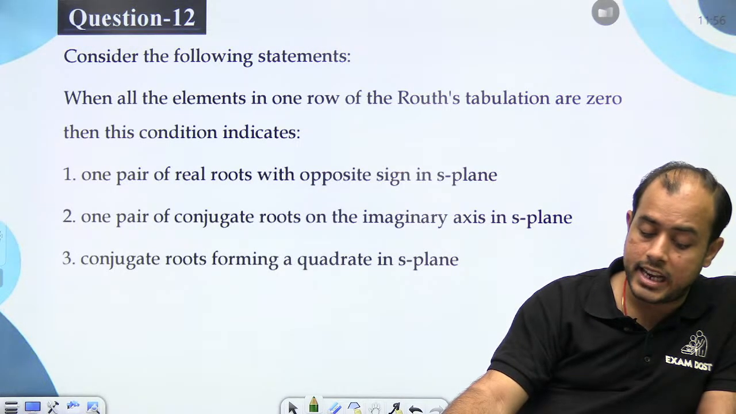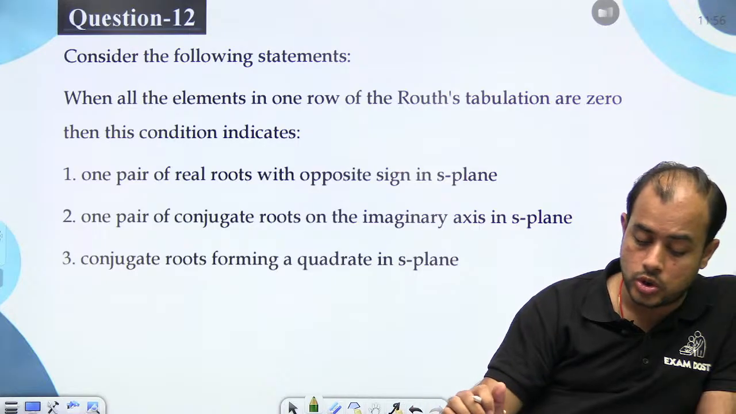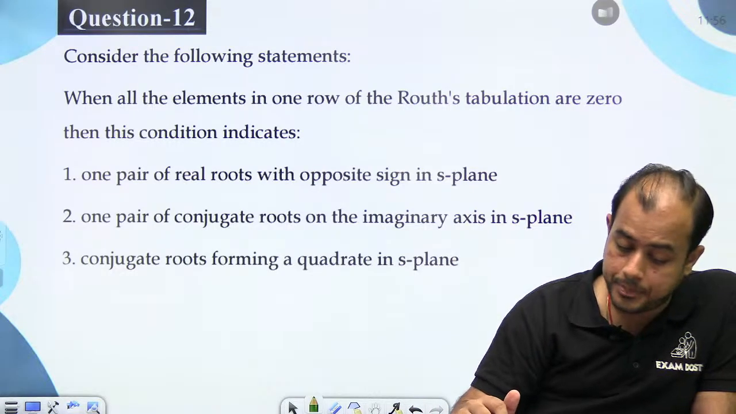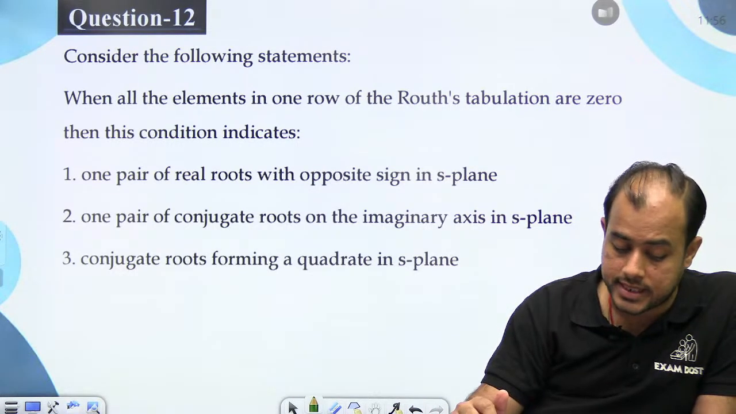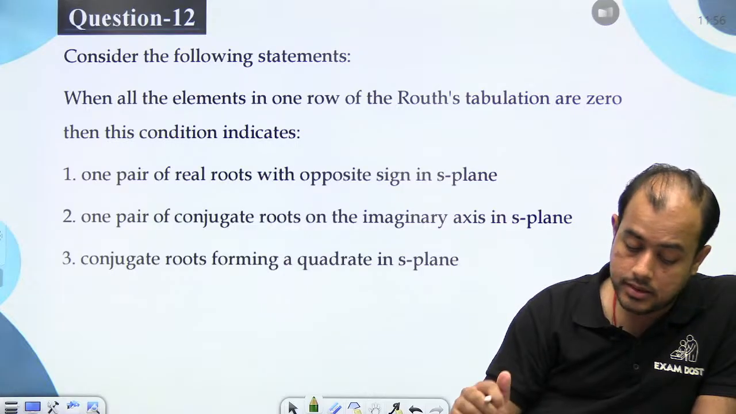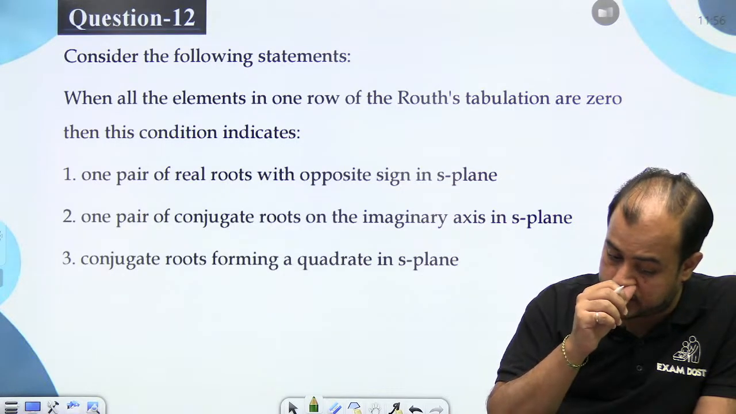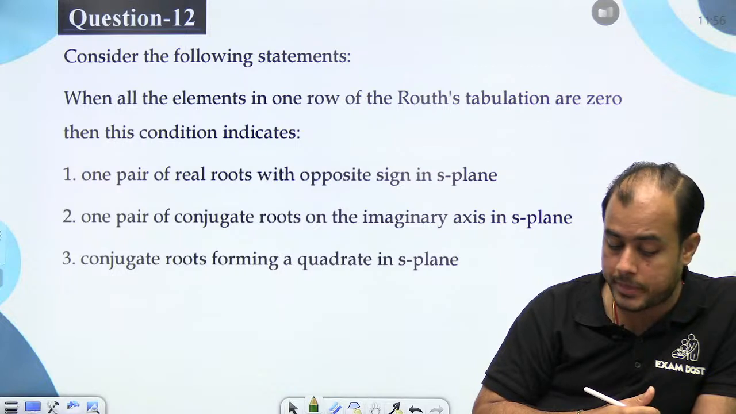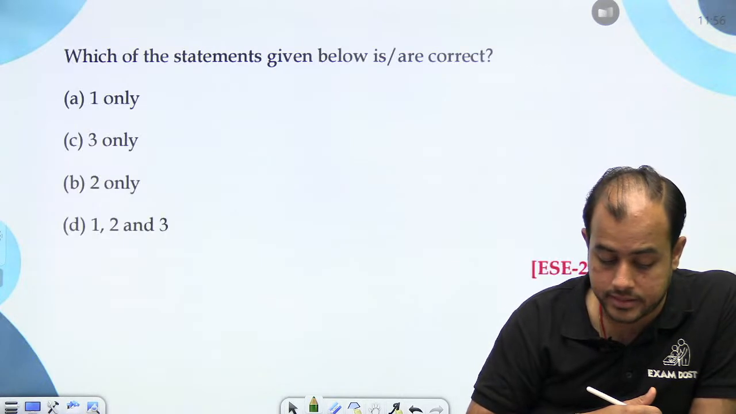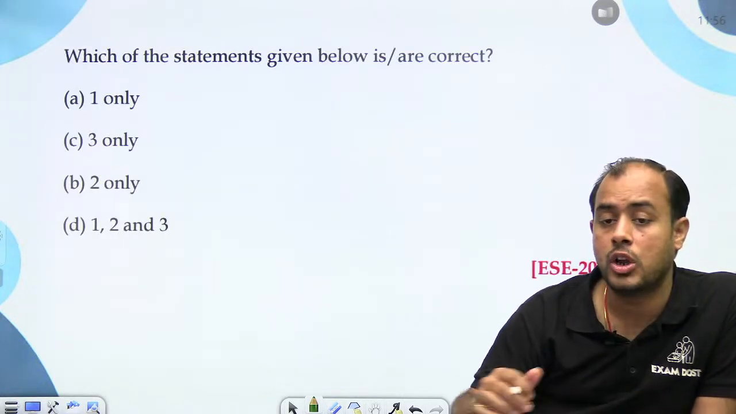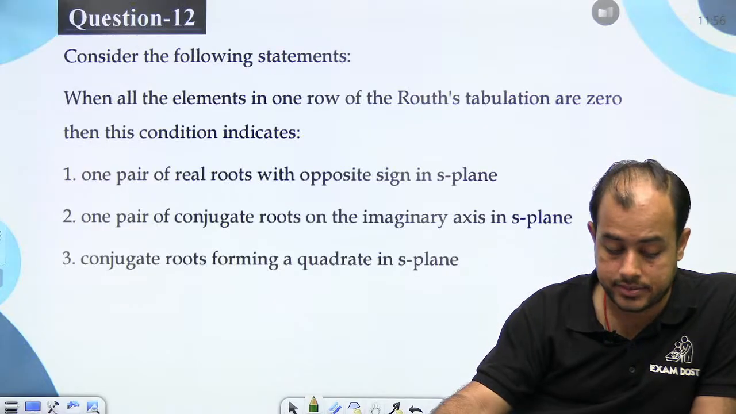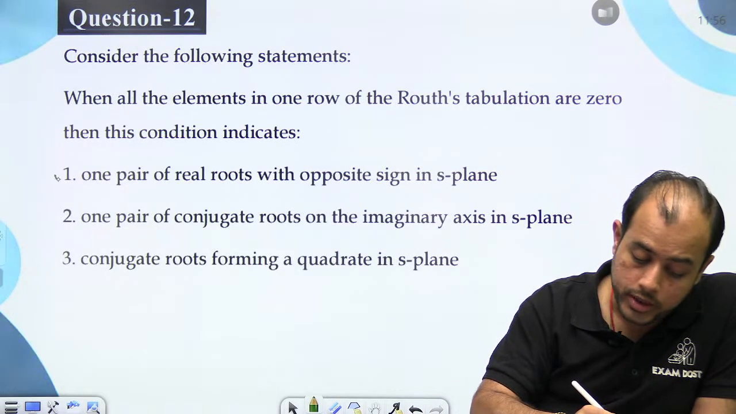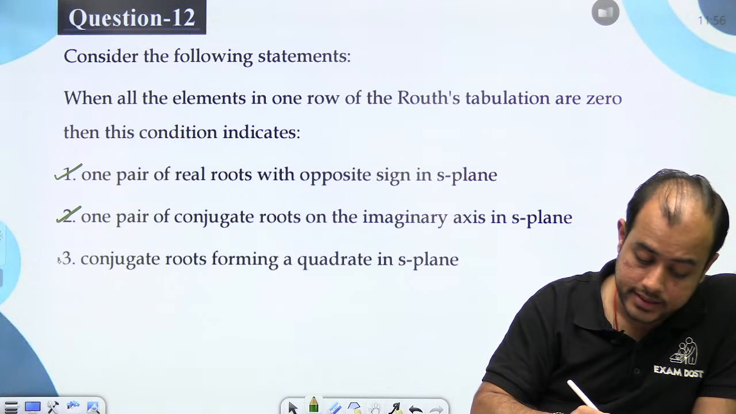When all the elements in one row are 0: one pair of real roots with opposite sign in the S-plane, one pair of conjugate roots on the imaginary axis, conjugate roots forming a quadrant in the S-plane. Which of the following statements are correct? So all possibilities will exist.